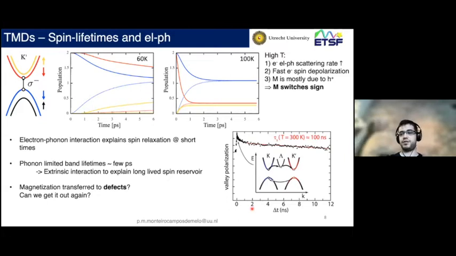One of the questions that we had was, are these spin populations being transferred to some defect state that is able to trap the excitons, the electrons and the holes for very long and be able to protect them against phonon scattering? And are we able to get it out?